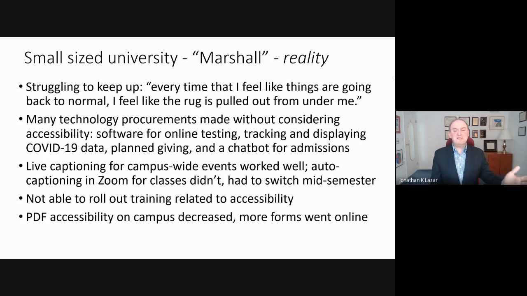Marshall really had plans to roll out a lot of training at his university, but that never happened. He said, we just never had the opportunity to do so. So many things kept coming up. We never got to plan training for people on campus.